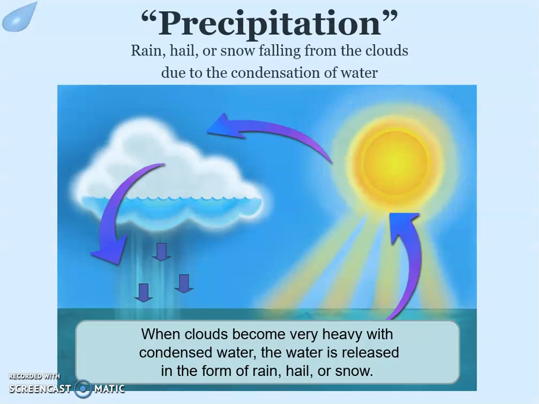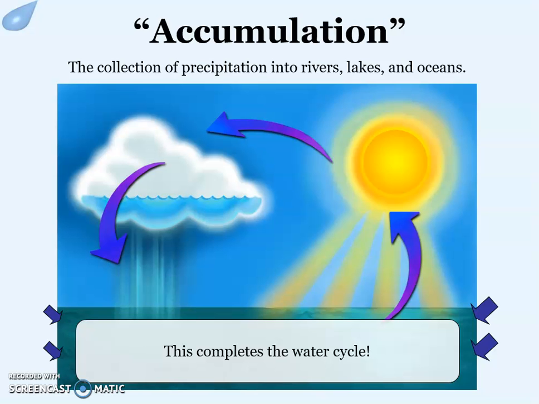The next phase, precipitation. It's a major component of weather and of the water cycle. Precipitation is responsible for depositing most of the fresh water on the planet. And again, it comes in various forms, rain, hail, or snow among them. And then we have accumulation. When the precipitation collects into rivers, lakes, and oceans, this is known as accumulation. Once you have all that water then collected, it can start that process of evaporation and then precipitation again.